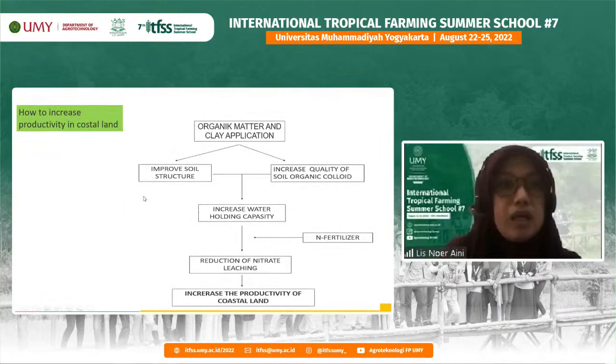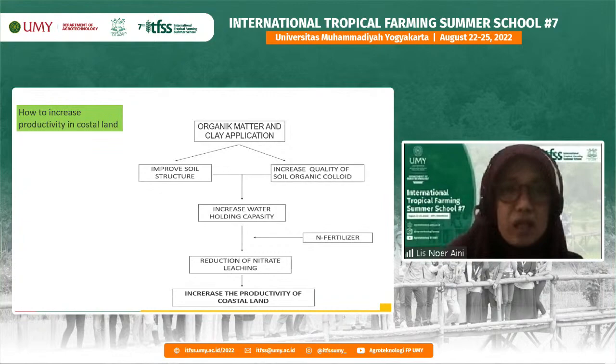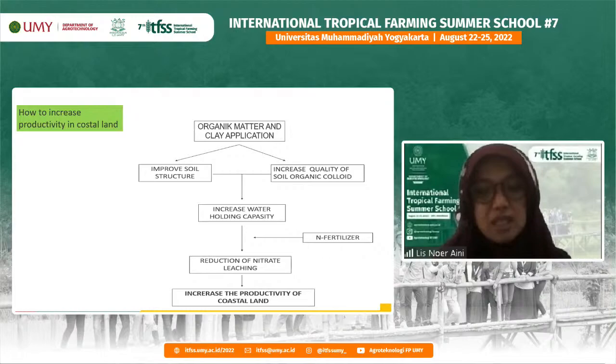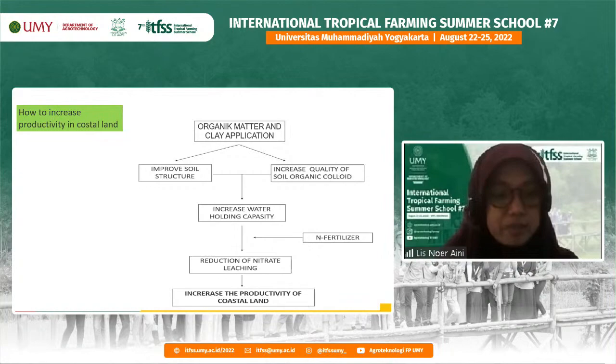How to increase productivity in coastal land? This soil problem can be overcome by using the concept of marling technology. You know, marling technology. This is a technique to improve the physical and chemical properties of soil by mixing two soil types that have a contrasting texture, because in this land dominated by sand, it is necessary to add clay fraction. This material can be taken from river sediment mud or clay that is around this area.